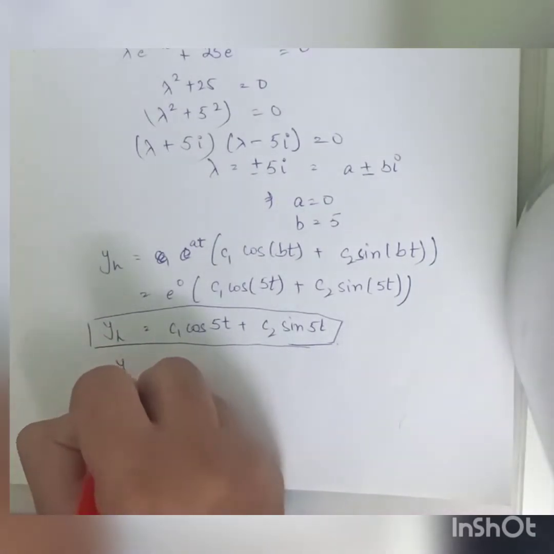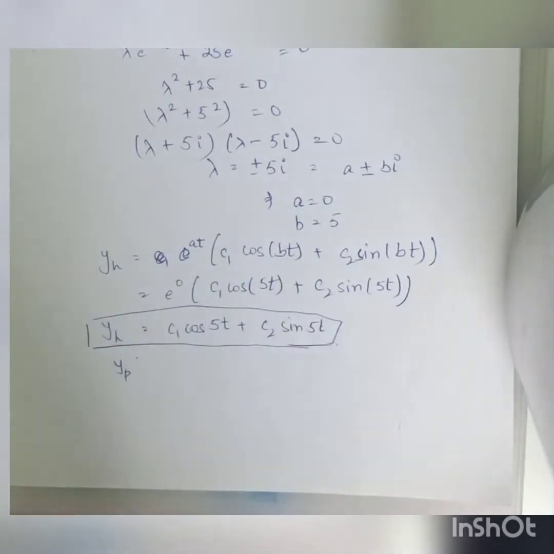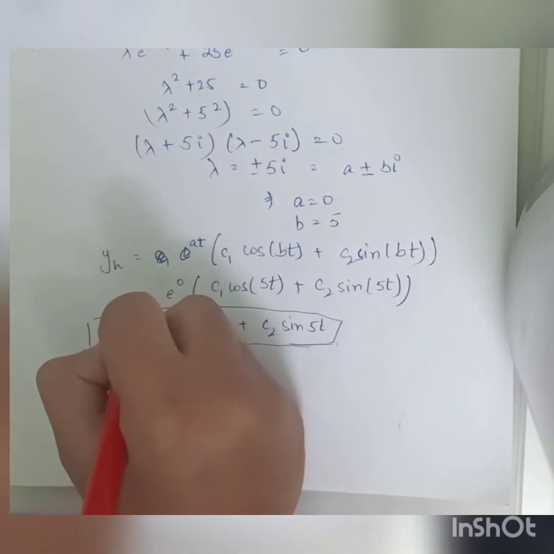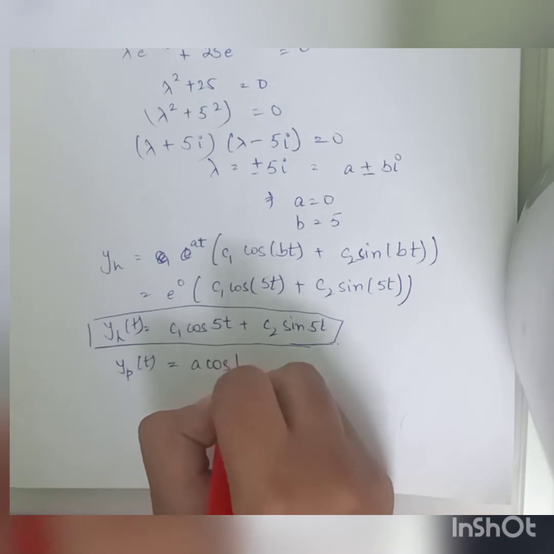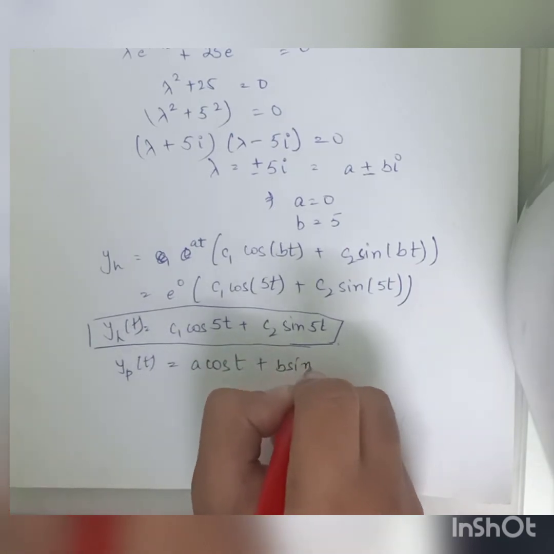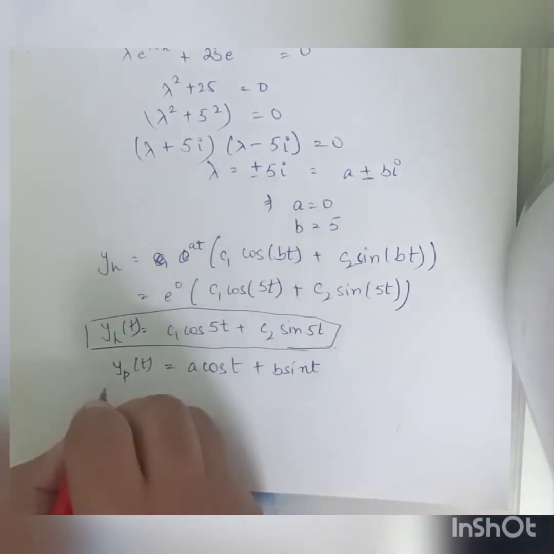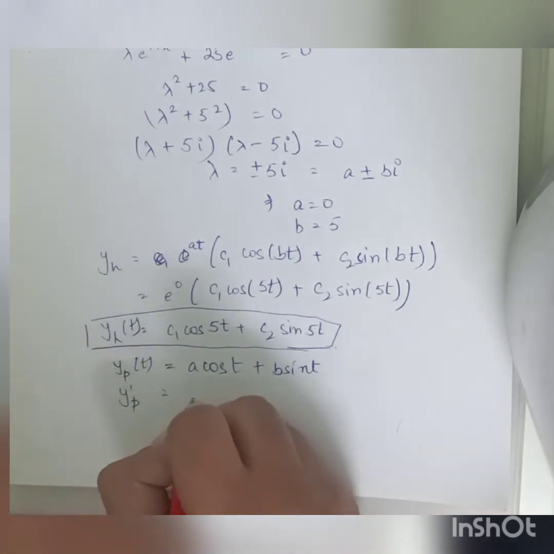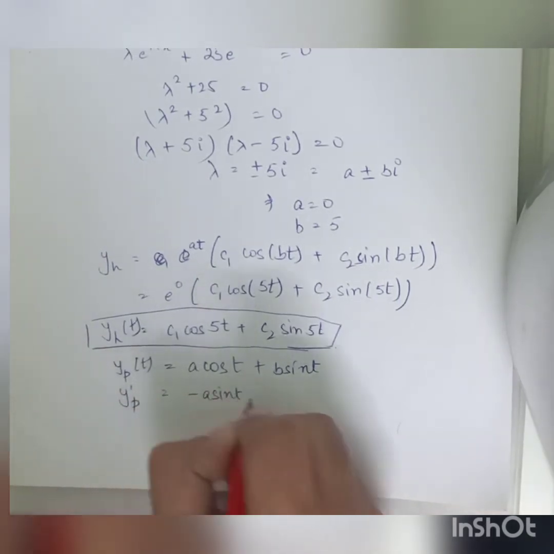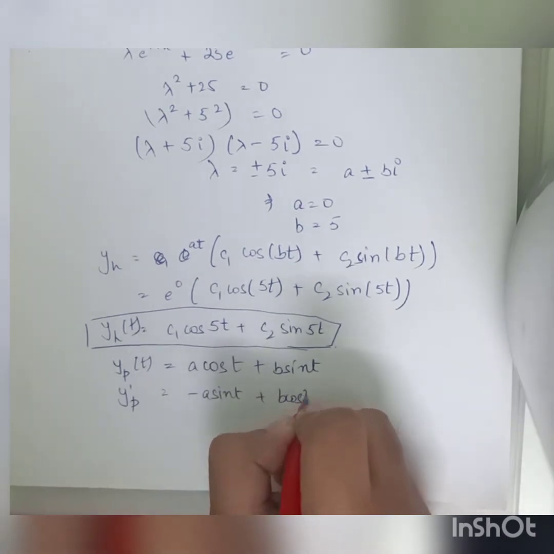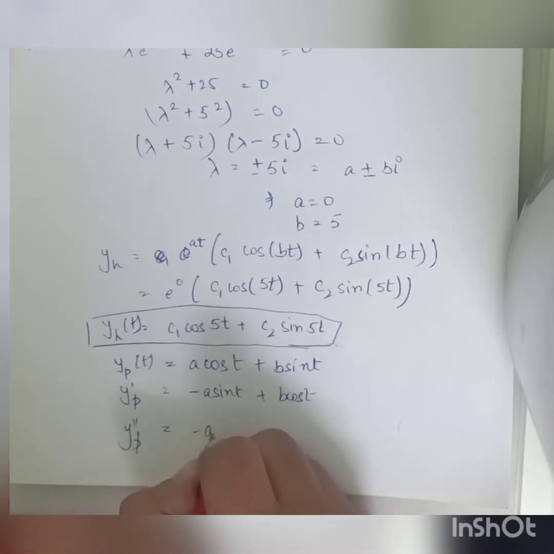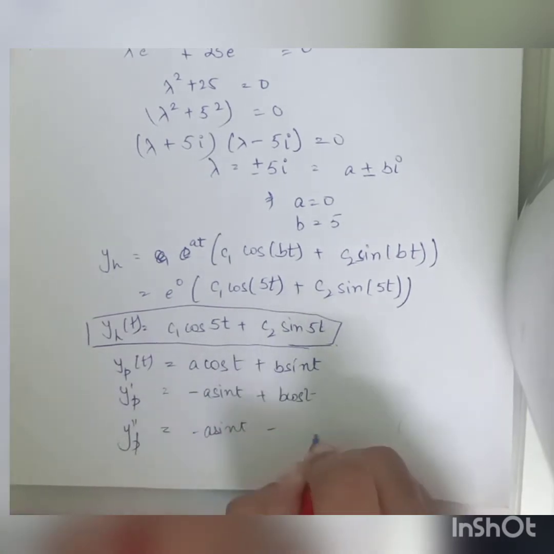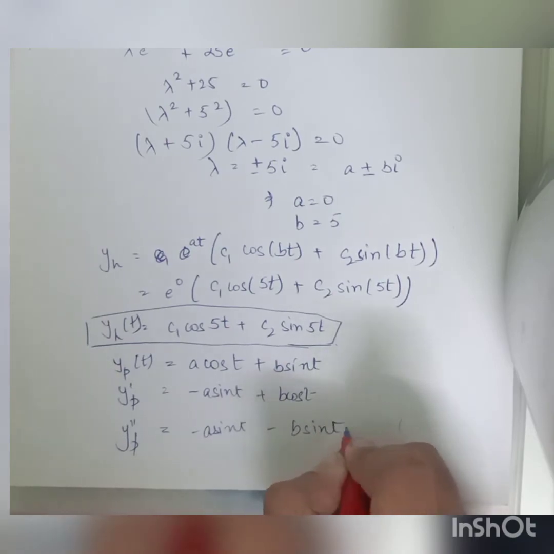Now for the particular solution part, yp(t), we can write it in the general form as a cos t plus b sin t, right? So again, if we differentiate it, yp dash is equal to minus a sin t plus b cos t, and yp double dash will be equal to minus a cos t minus b sin t.